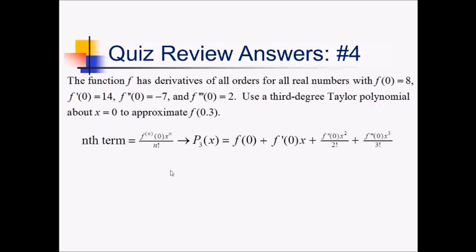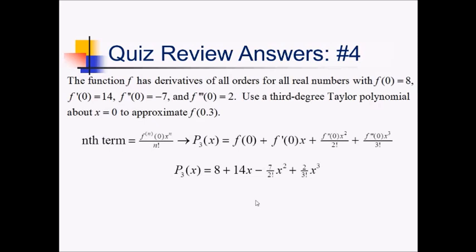Plugging in specific things now, I can say p sub 3, that's my third degree Taylor polynomial, is going to be f of 0, which we said up here was 8, so I have 8, plus f prime of 0, that's 14 with an x next to it, plus f double prime of 0, well that's negative 7, but now we have to divide by 2 factorial, and then we still have this x squared up here. And then finally for triple prime of 0, that's 2, but again we have a 3 factorial we can't forget about down here, and we have an x cubed.